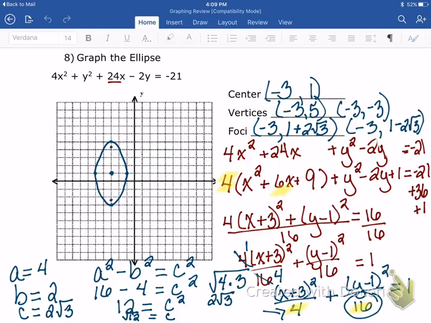So our foci is the distance from our center. So this distance in between our center and our foci is 2 on the square root of 3. And the way that I get that point is I add 2 on the square root of 3 to the y value of my center, and then I subtract 2 on the square root of 3 from the y value of my center. And that is how I get my foci. Okay? So those foci, those are things that you need to be sure you've got. So don't hesitate to review that if you need any help with that.